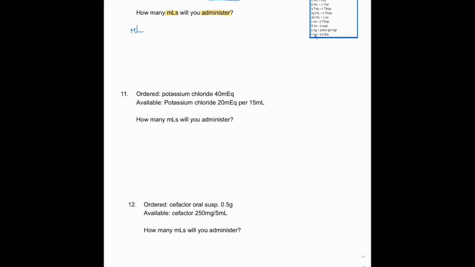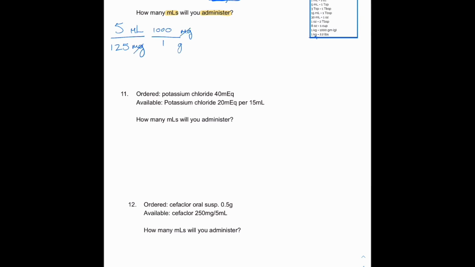Now in our problem, we'll see right here that for every 5 mils, we have 125 milligrams. So it's the same as with the tablets, but instead of for every 1 tablet, it's 125 milligrams, it's for every 5 mils of liquid, there's 125 milligrams of medicine. Okay, so now that we're working it just the same as we did all the others, I need to get rid of milligrams, put that up top, but our order is in grams. But using our conversion chart, we know that there are 1,000 milligrams for every 1 gram.